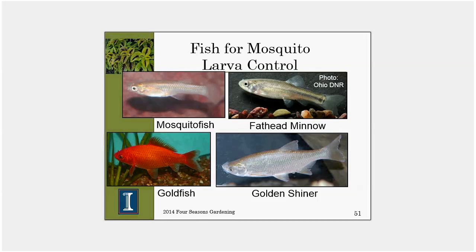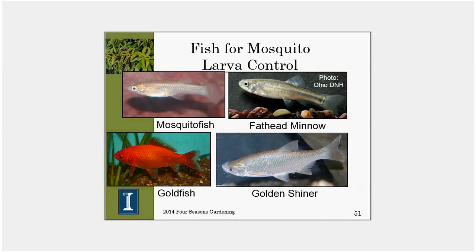Other minnows work well. Most other fish work well, except again carp or colored carp, painted carp, also known as koi. They don't work very well. They will feed on some mosquitoes, particularly the younger ones, but not nearly as much as these other fish do.